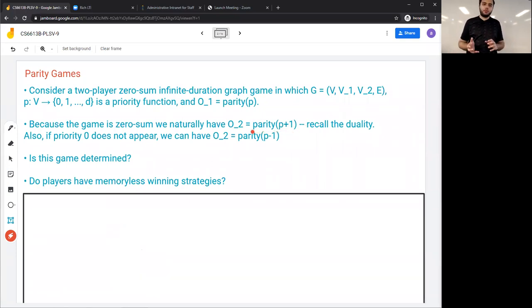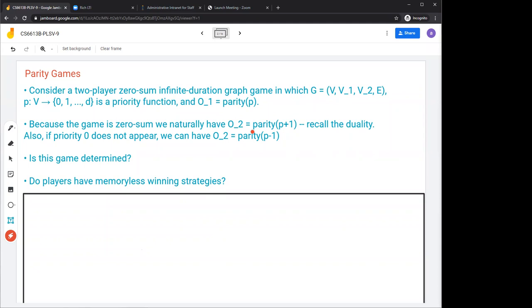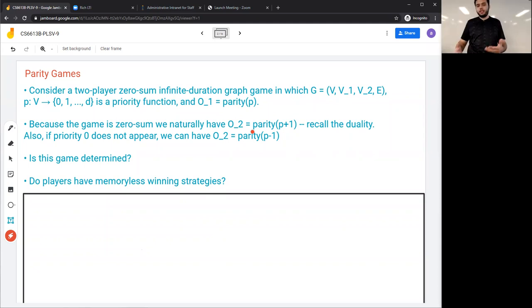If you remember, we talked about the duality between safety and reachability, Büchi and co-Büchi, and then the dual of parity with a function P was just parity with the same function, except that every priority is increased by one. Or if we don't have priority zero, we can actually also decrease the priority by one, and these are the same things.